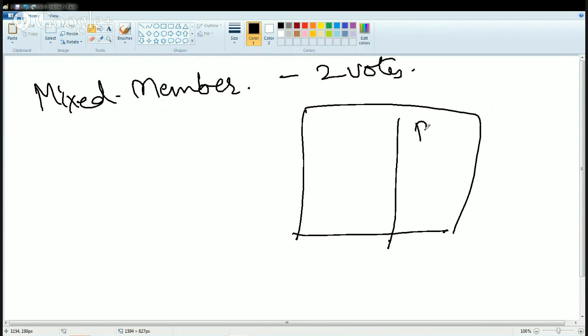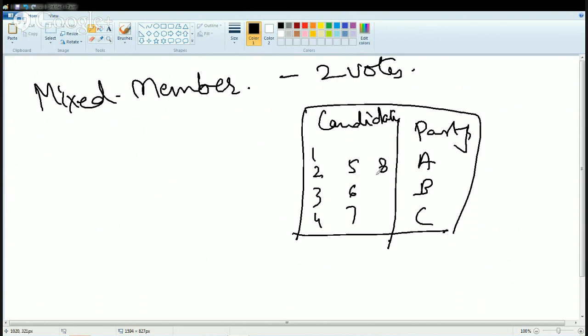Okay, 1 vote is to the party. You have the list of party A, B, C, and then you have the list of candidates, 1, 2, 3, 4, 5, 6, 7, 8, 9, and 10. So you have to cast 2 votes, 1 to the party and 1 to the candidate. For example, I select party A and candidate 2. I don't know to which party this candidate belongs, but I select this candidate and this party.